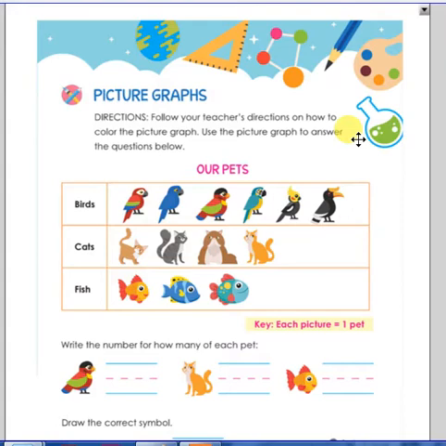We use this graph to what? To collect the data. It's very hard to count many things, so we need to make this easier. So we use what? We use graphs. The first graph is picture graph or pictograph.